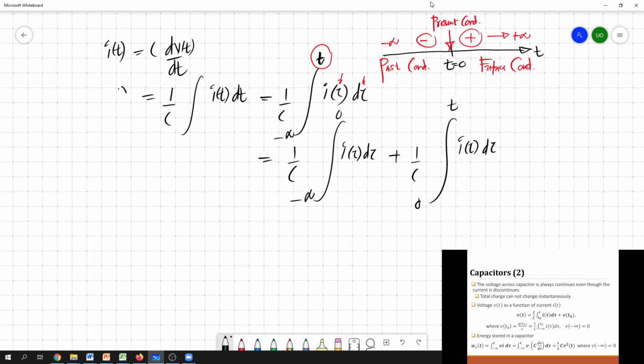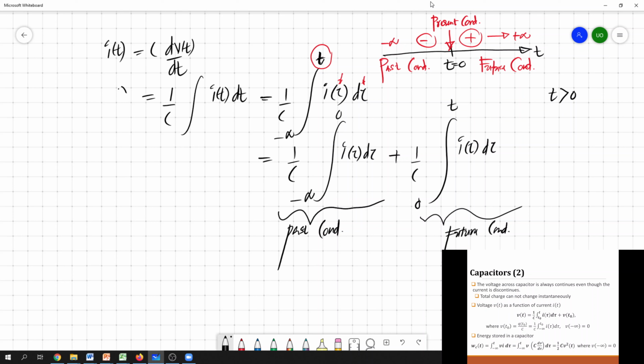So this integral, t going from minus infinity to 0, represents the past condition. This one is covering the future, because this integral goes from 0 to t, and t is a value greater than 0. So this basically gives the future condition.